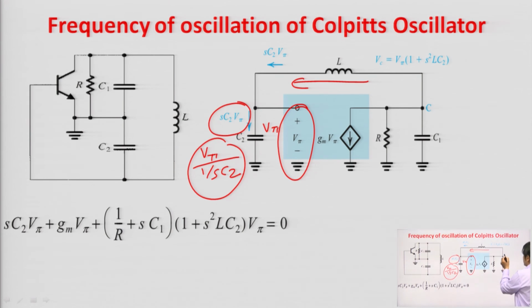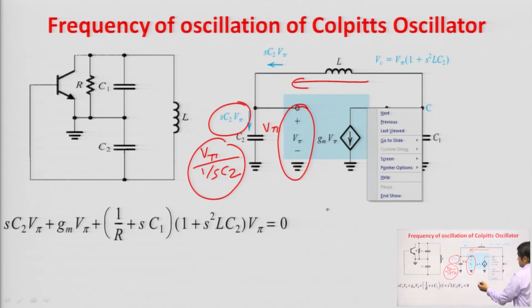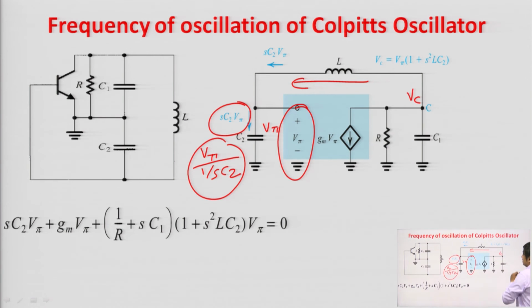Now, what is the voltage at node C? Let us see, it is Vc. So, just calculate it. What will be the voltage at the collector node?